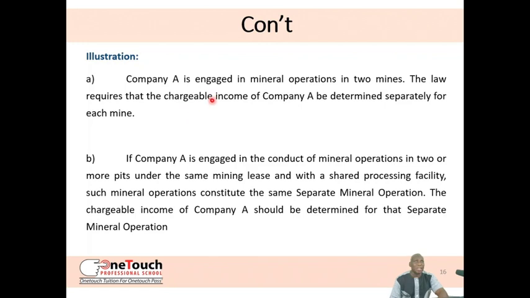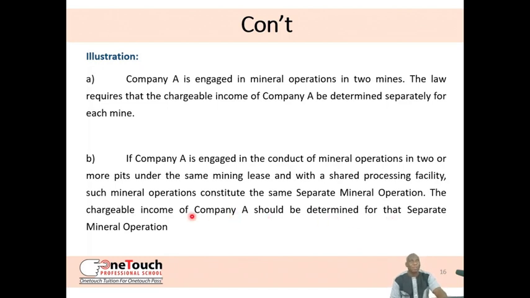Now, illustration. A company A is engaged in mineral operations in 2 mines. The law requires that the chargeable income of the company A be determined separately for each mine. That is, and this will be the case where they are not sharing what? Processing facility. B, if company A is engaged in conduct of mineral operations in 2 or more pits under the same mining lease with a shared processing what? Facility, such mineral operations constitute the same separate mineral operation. The chargeable income of company A should be determined for that separate mineral operation.